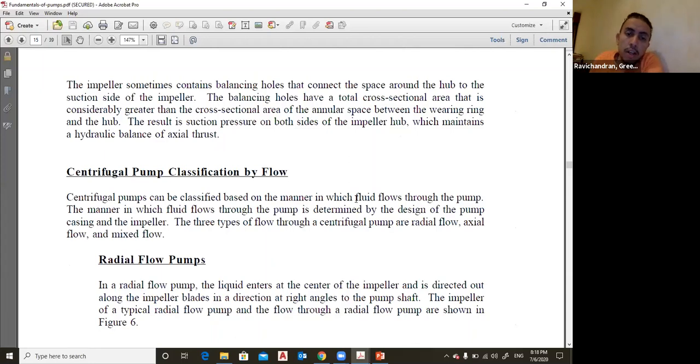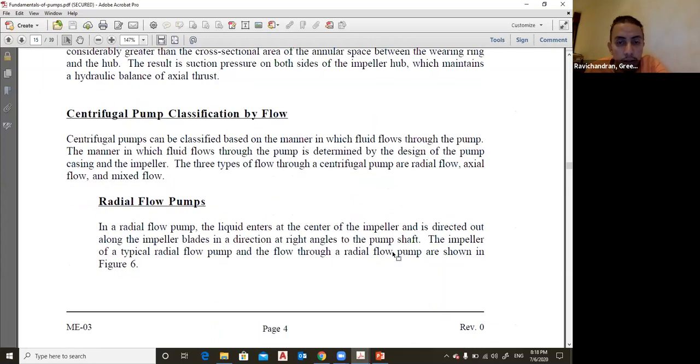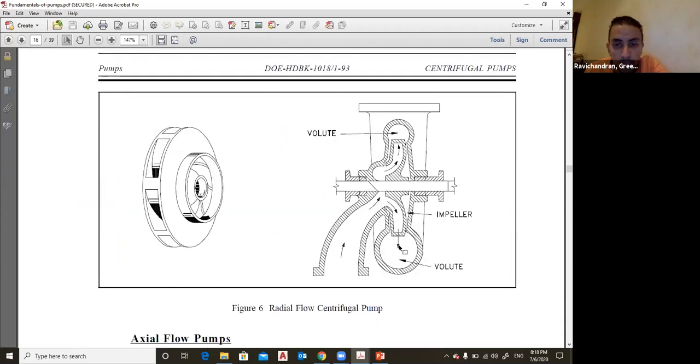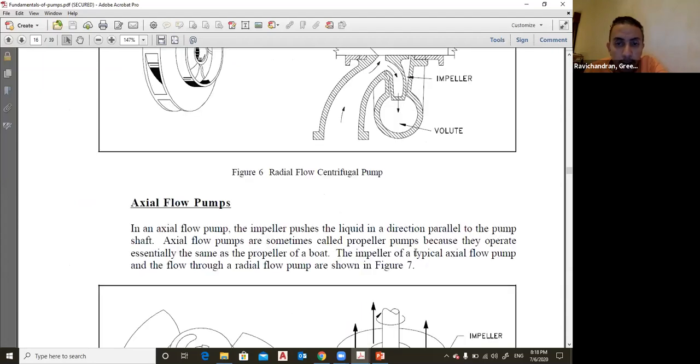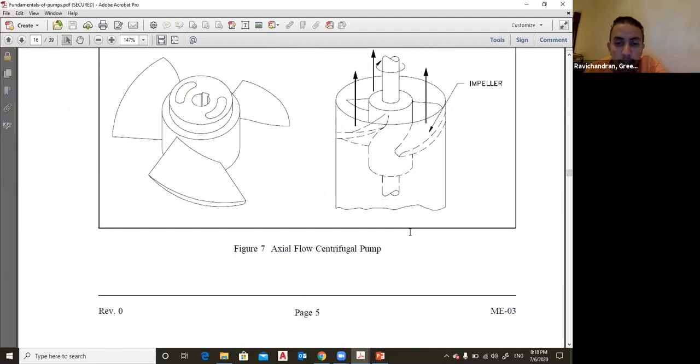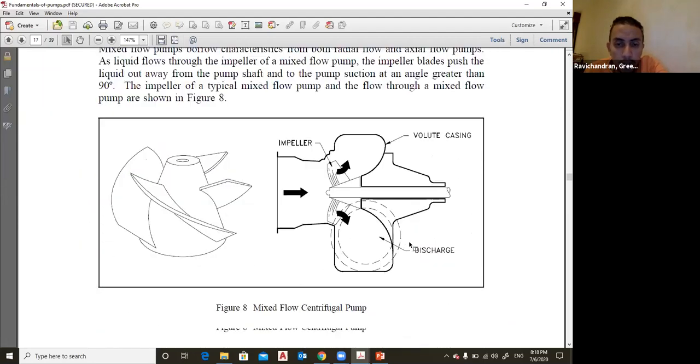Classification according to the flow direction: we classify as radial flow pumps, this is the radial flow pump. We have axial flow, this is axial, and the third one is a mix between these two.